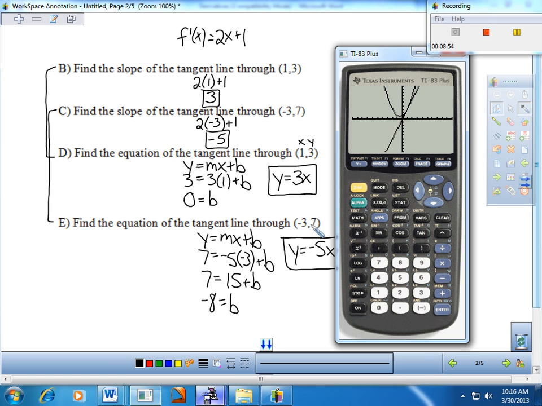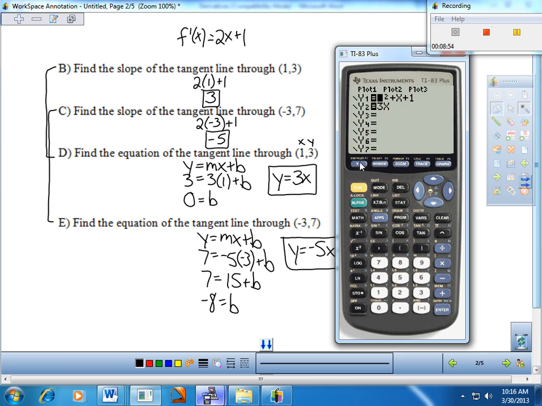Here's another point on the graph of the function, negative 3, 7. Let's see, here we go, guys. 1, 2, 3, up 7. So it's about here, give or take. And so in this case, everyone, it looks like I've got a tangent line looking like this. Everyone see that? Negative slope, because it's a declining line.